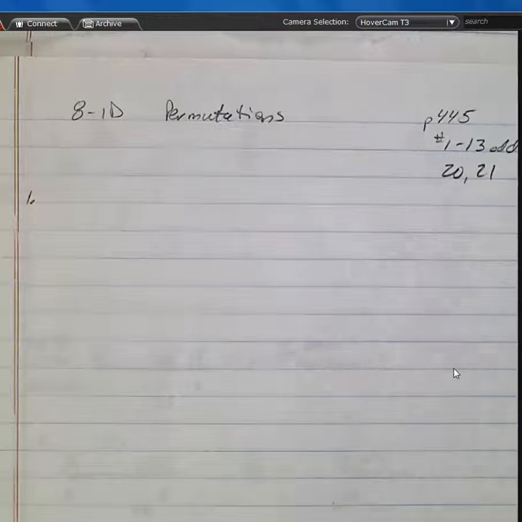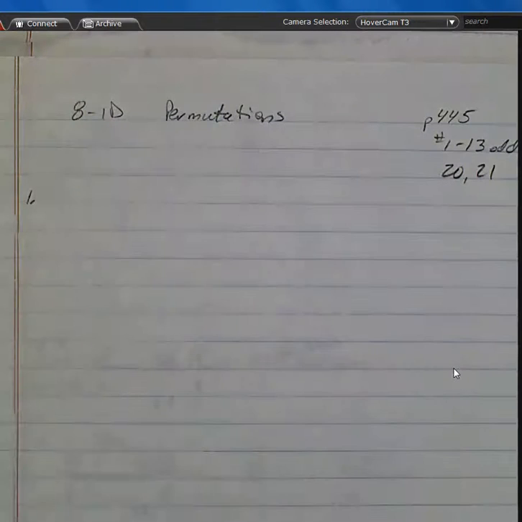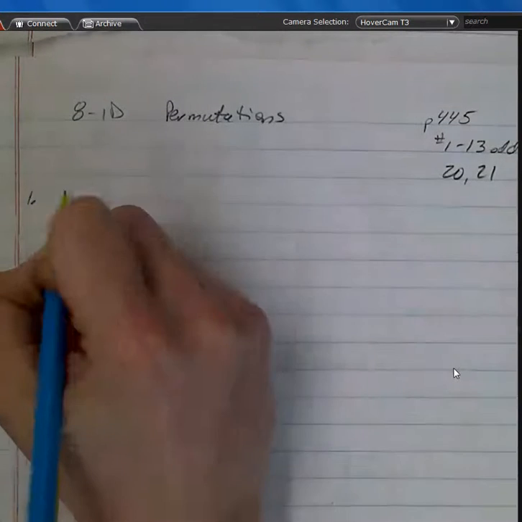On page 445, number 1 is a story problem. It says there are 7 friends waiting to ride the new roller coaster. How many ways can they board the ride once it's their turn? So we have to think about, once someone's on, they're on, right? So how many people can get on first?